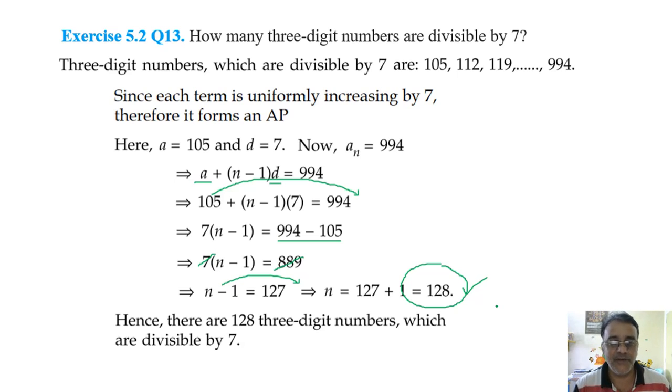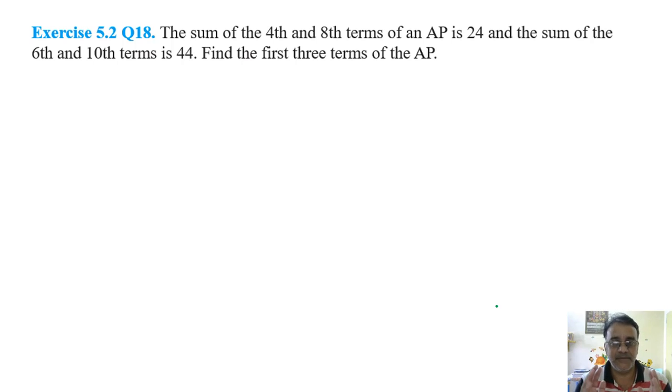Okay? So now we are moving towards some additional types of questions. Whatever we are doing right now are additional questions, and we'll do one word problem also. The sum of the 4th and 8th term of an AP is 24, and the sum of the 6th and 10th term is 44. Okay, let the first term be A and the common difference be D.